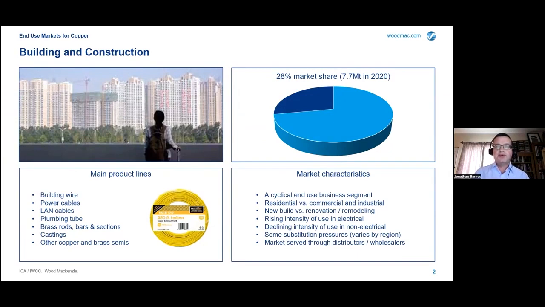Some of the things we tend to see are rising intensity of use in electrical applications, so more circuits within each individual property, but declining intensity of use in non-electrical applications. We do see some substitution pressures, but this varies by region. Typically, the biggest pressure is from aluminium building wire, but only in those geographies where its use is permitted in building codes. And for this market segment, typically it's served through distributors and wholesalers that serve construction companies.